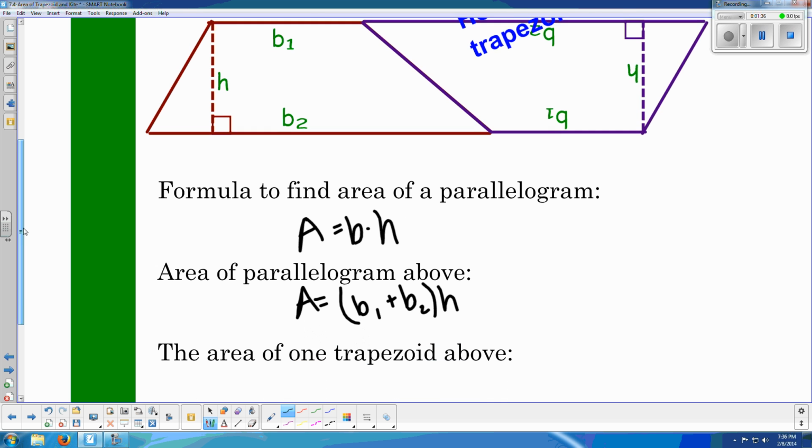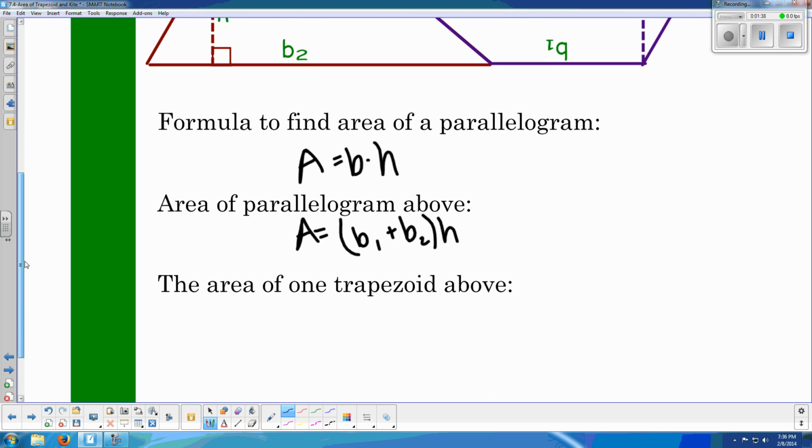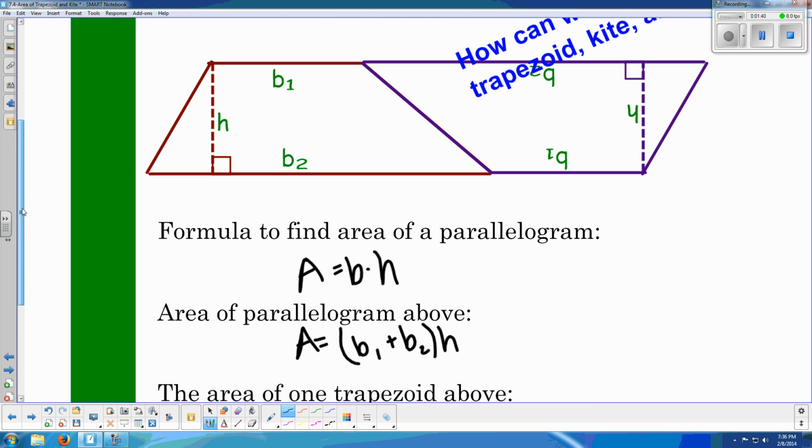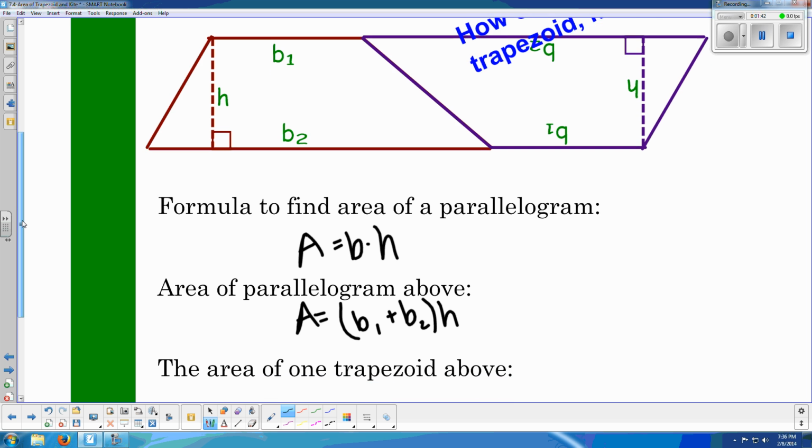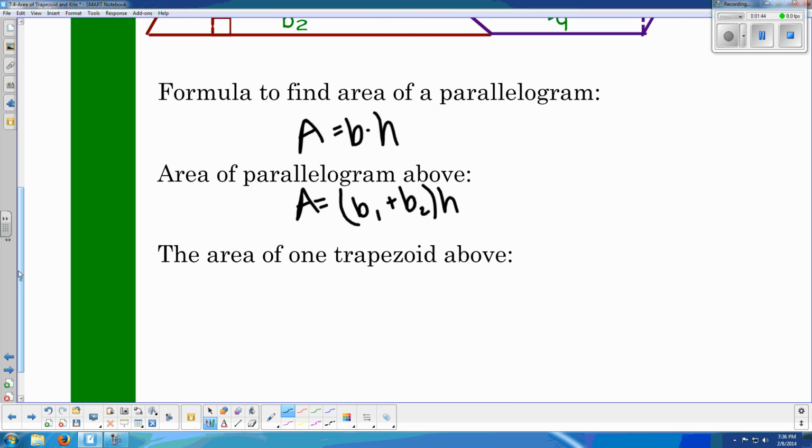Now if I scroll down, now we want the area of one trapezoid. Now, I have two trapezoids that are the exact same size and shape, so if I divide that in half, then I have the area of a trapezoid. So my area is equal to 1/2 my height times base 1 plus base 2. Now, this is our formula for a trapezoid, for every trapezoid.